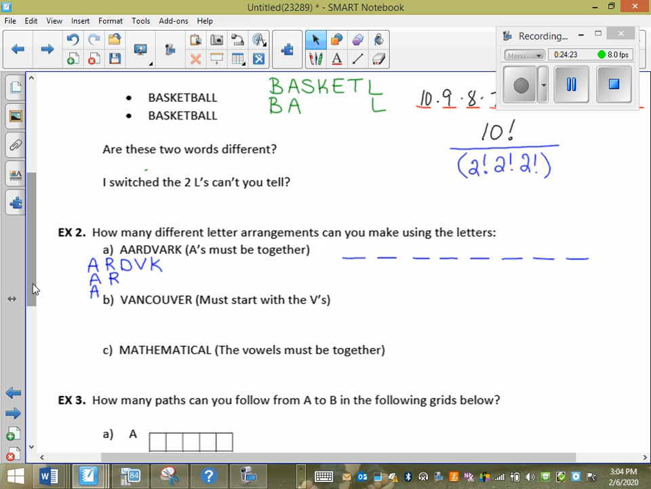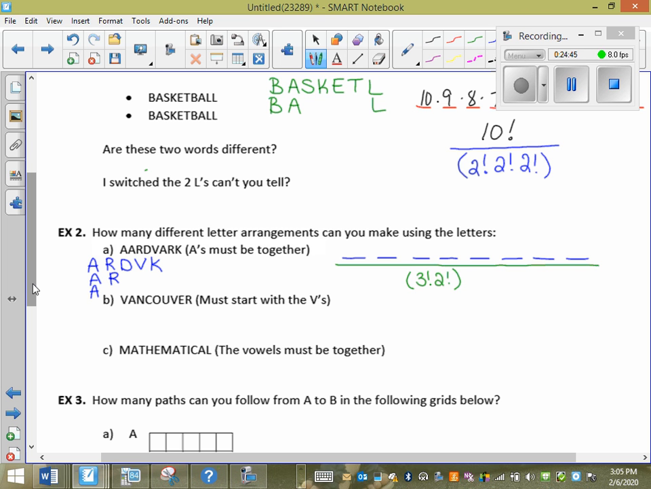Do you know what I do? I don't even do the question first. I do this. Divided by 3 factorial, 2 factorial before I even start, so that I don't forget that. They will have the answers to you forgetting that on the diploma. Obviously. Now, the A's must be together.